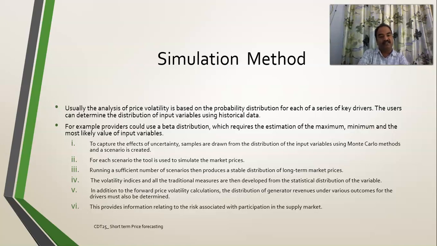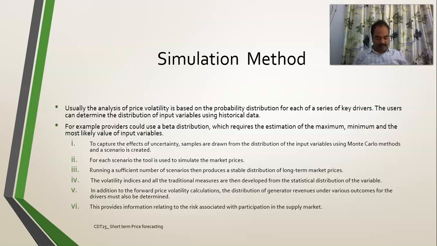So, one such method is simulation method. In simulation method, which basically does using computer simulations, different programs and softwares are coming into picture. So the analysis of price, varying of price volatility, you know that it is based upon the probability distribution, which we have already seen in lecture number 3 of unit number 3. And the users can determine the distribution of input variables using historical data. There are 6 to 7 variables which we have already discussed.